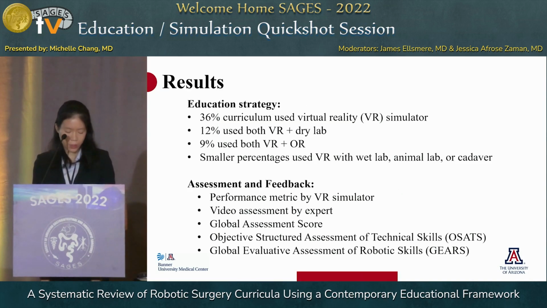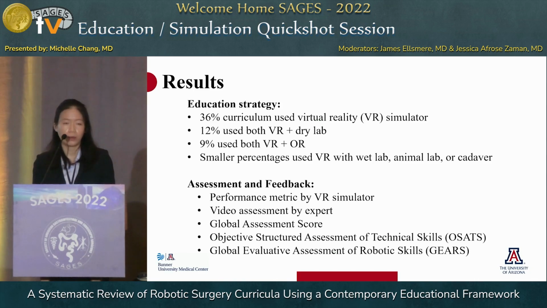In our study, we found that there was a range of education strategy. So most common was the use of the intuitive virtual reality simulator, about 36%. At a smaller percentage was the combination of using the simulator plus dry lab and simulator plus OR experience. And even more rare was the use of wet lab, animal lab, or cadaver.